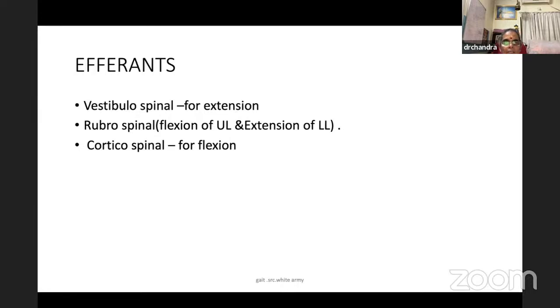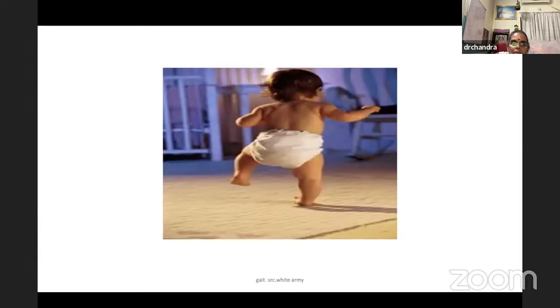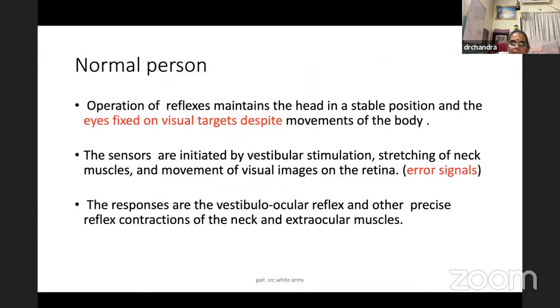So for pure extension, we have the vestibulospinal. For flexion of the upper limb and extension of the lower limb, we have the rubrospinal. And for pure flexion, we have the corticospinal. So all these pathways work in a coordinated way so that walking starts. The child is born in flexion, then turns over by extension, stands by extension, then you get the phase-dependent reflex reversal resulting in a combination of flexion and extension that makes the person walk.